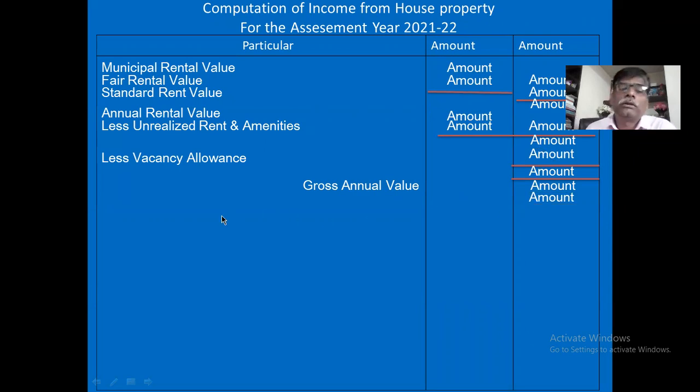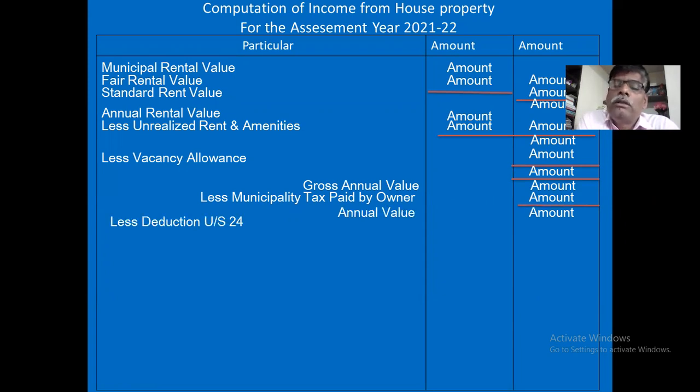In the gross annual value, you deduct the municipal tax paid by the owner. Municipal tax paid is only allowable. Due is not allowable. Paid by another person is not allowable. Paid by tenant is not allowable. You deduct the municipal tax paid along with cess. Not only tax, municipal cess is also allowable. Whatever amount remains is called annual value.